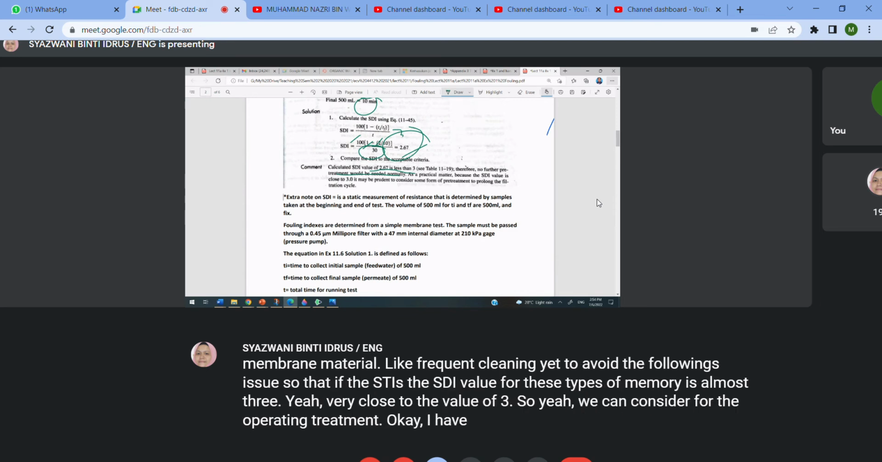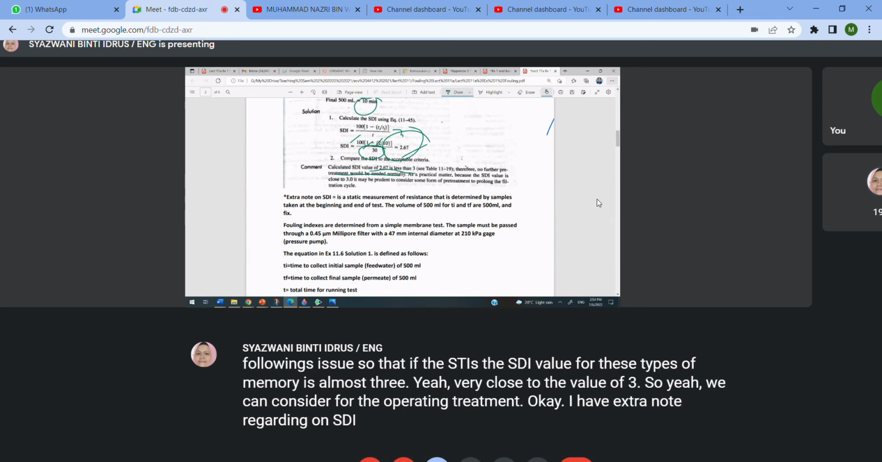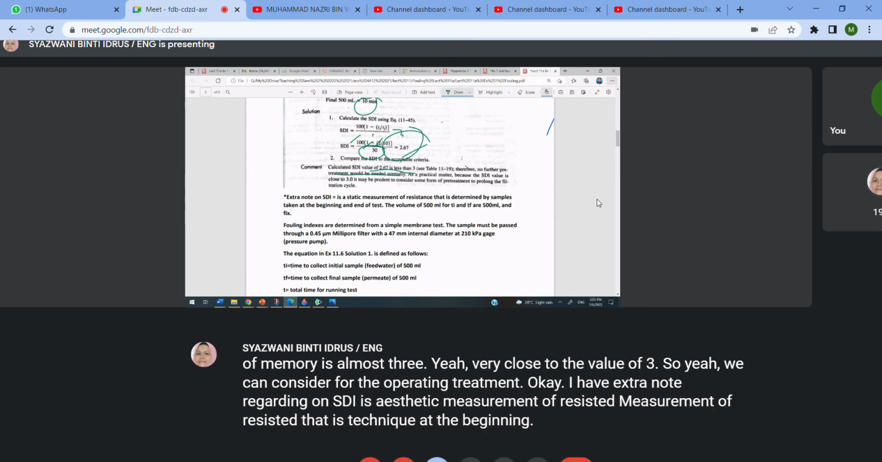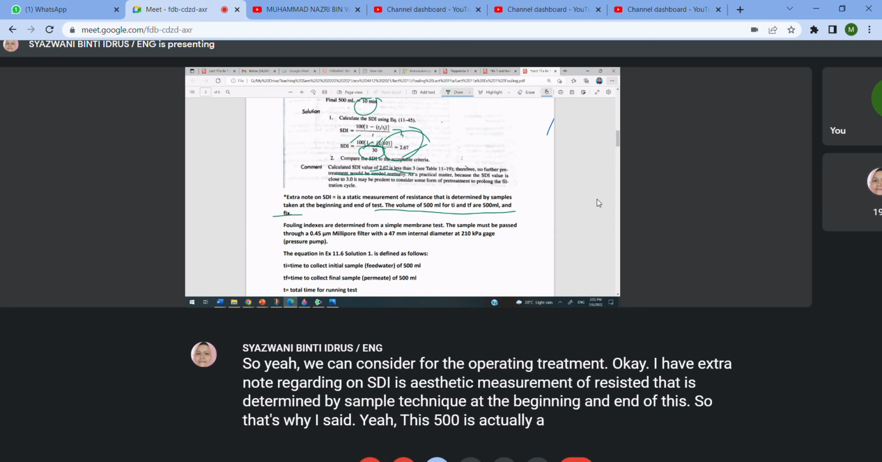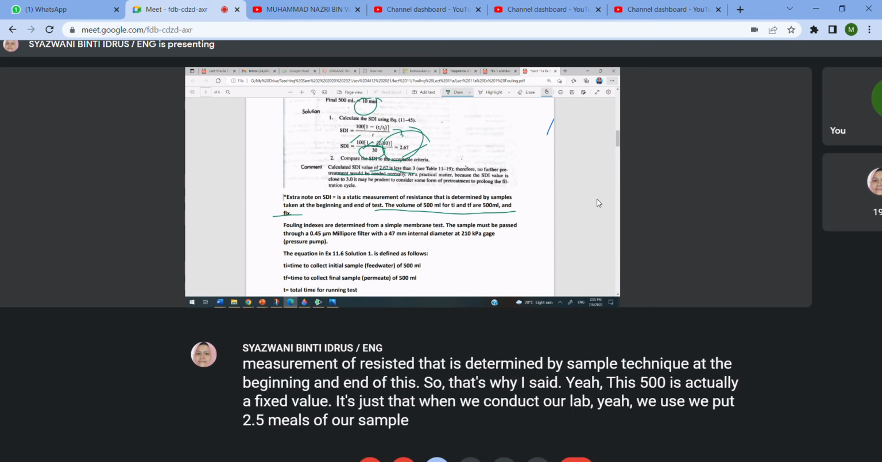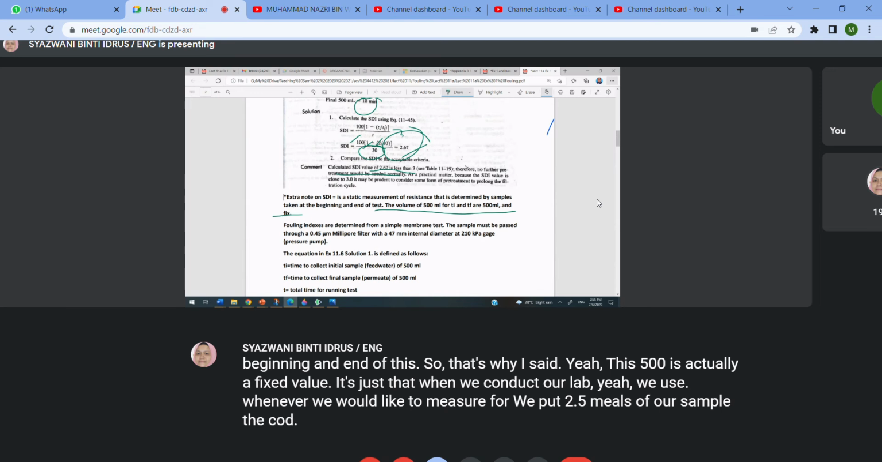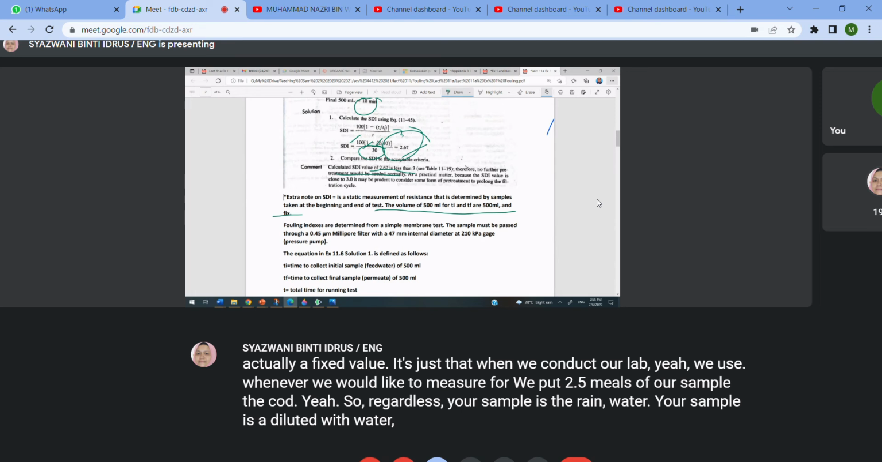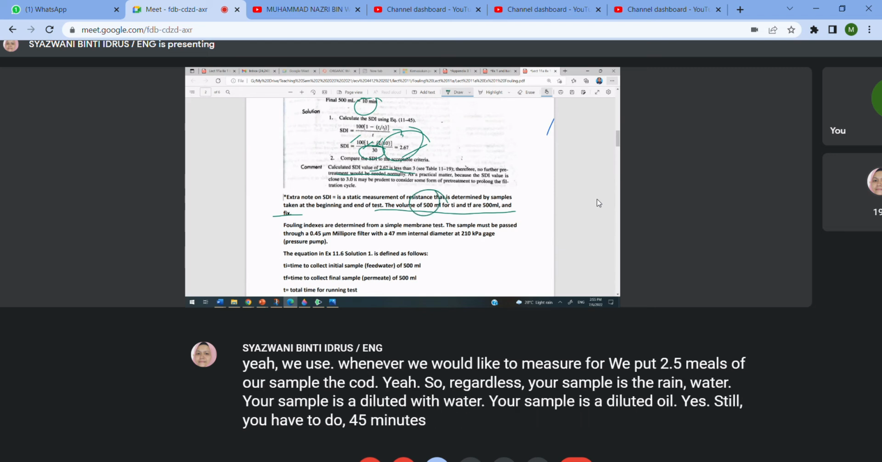Okay, I have an extra note regarding the SDI. It's a static measurement of resistance that is determined by samples taken at the beginning and end of the test. That's why I said this 500 ml is a fixed value. It's just like when we conduct our lab, we put 2.5 ml of our sample whenever we would like to measure the COD. Regardless of whether your sample is rainwater, diluted wastewater, or diluted oil, you still have to put 2.5 ml. So this 500 ml is a fixed value.